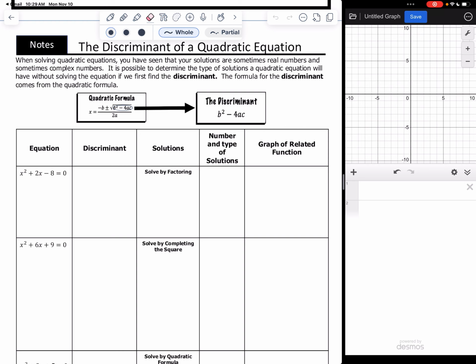Now, the discriminant is simply an expression that comes from the quadratic formula, and it's just the part that's under the square root symbol, so the b squared minus 4ac. When you calculate it, it's either going to be a positive number, a negative number, or zero. One of those three things can happen. And those three things will tell us what type of solutions we're going to have.